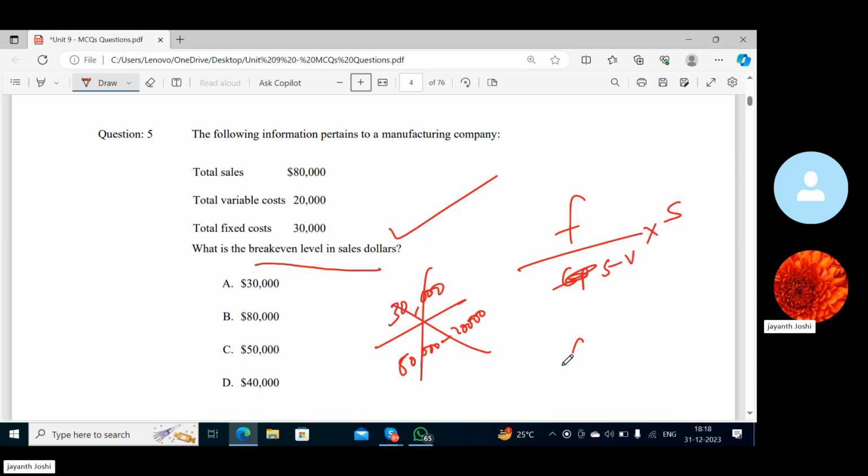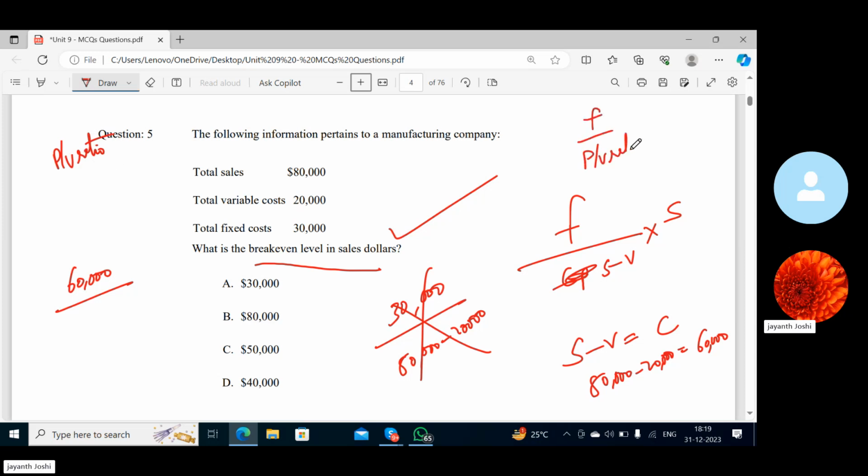Sales minus variable cost is contribution, right? Yes, sir. So sales is 80,000. Contribution by sales is the PV ratio. I'm finding out the PV ratio. There's one more formula, maybe you remember from your graduation or post-graduation days. Fixed cost by PV ratio can also give you the break-even point in sales, a direct formula.